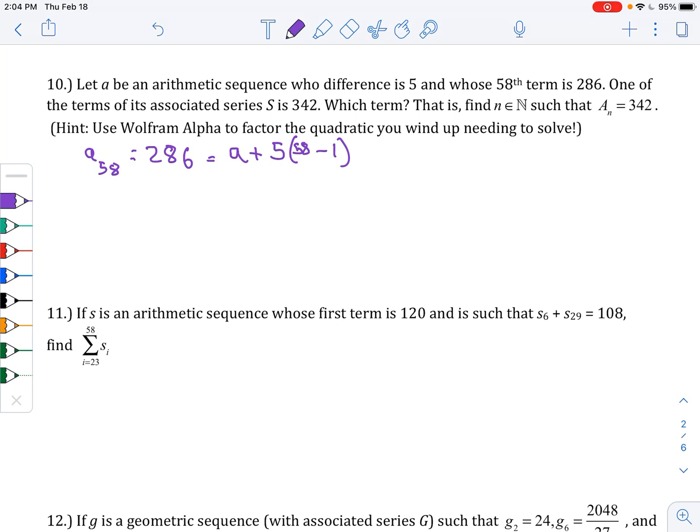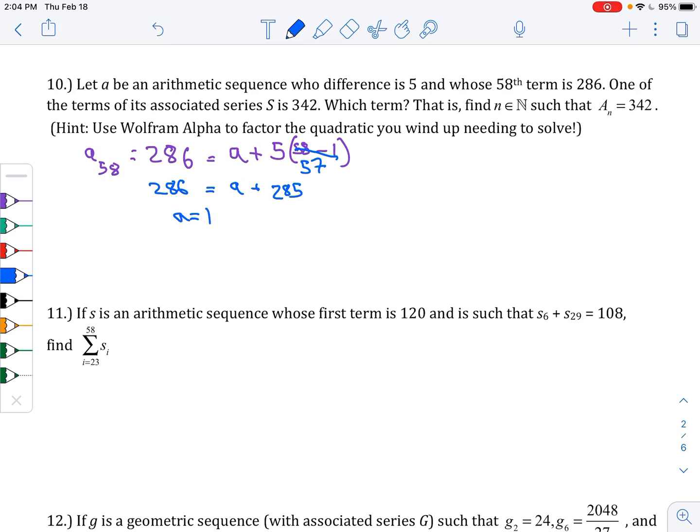And, well, I can do math. That's 57. Okay, fine. And 57 times 5 is 285. So A plus 285 is 286. Oh, A is pretty clearly going to be 1. That's going to be my first term. All right, so that's going to be easy.